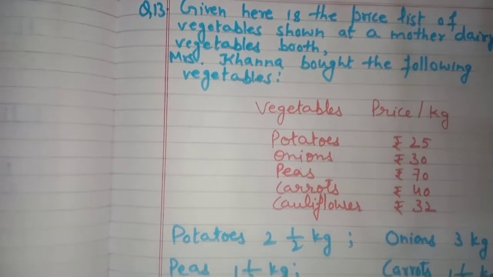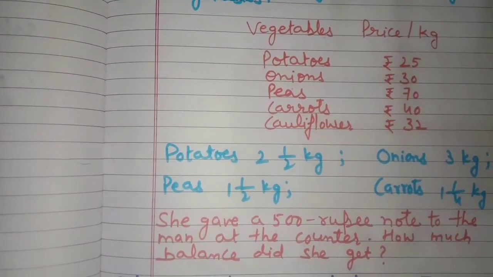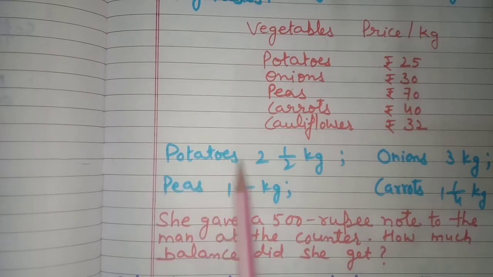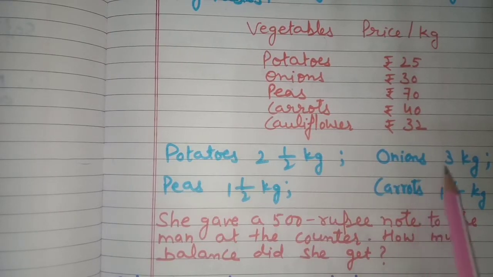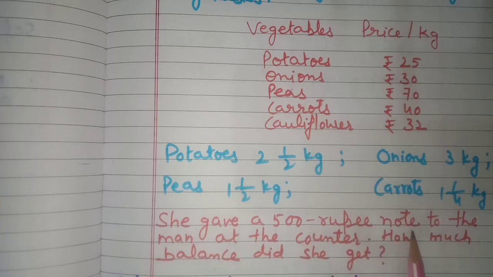Fine. So what we need to find? She bought potatoes 2.5 kg, onions 3 kg, peas 1.5 kg, carrots 1 by 4 kg. Now this is the quantity of vegetables that she bought. After buying the vegetables, she gave a 500 rupee note to the man at the counter. How much balance did she get? This is what we are supposed to find.